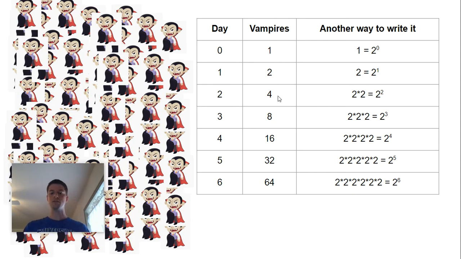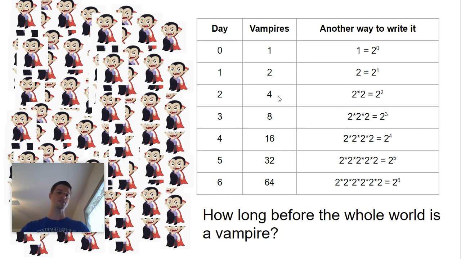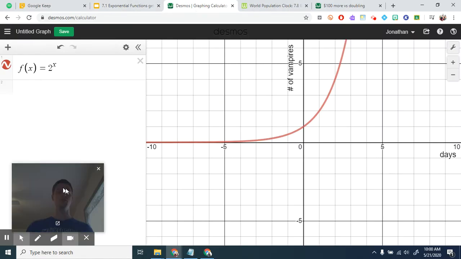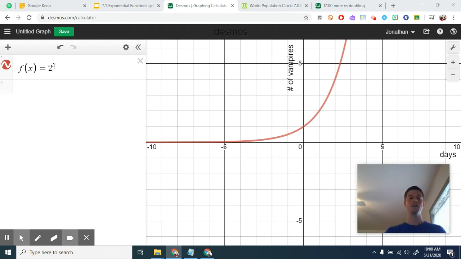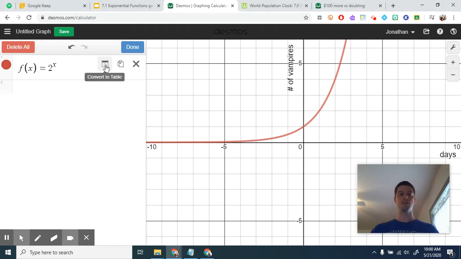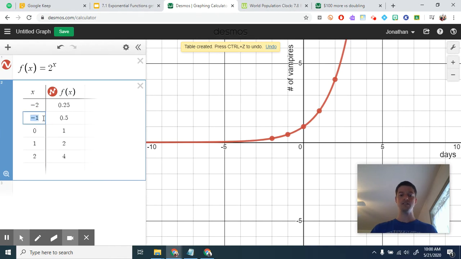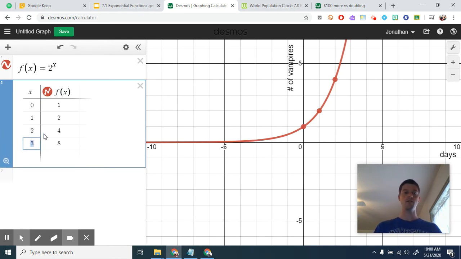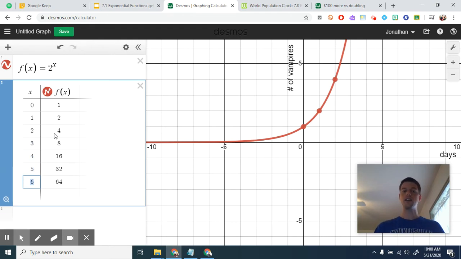So what that means is that we can answer our question, how long before the whole world is a vampire? Well, if it's 2 to the day number, our equation is just going to be 2 to the x. You see this over here? That means on day 1, here, let me make a table out of this. On day 0, we get 1 vampire. On day 1, we get 2. On day 2, we get 4, 8. And look, there's our exact same table where x is the number of days and y is the number of vampires, or f of x is the number of vampires.